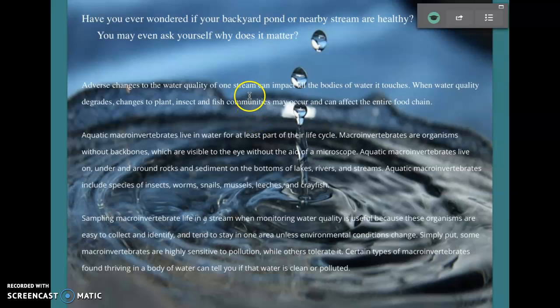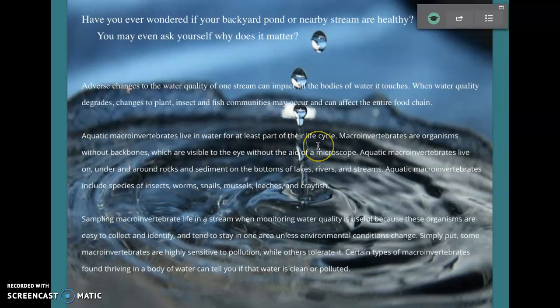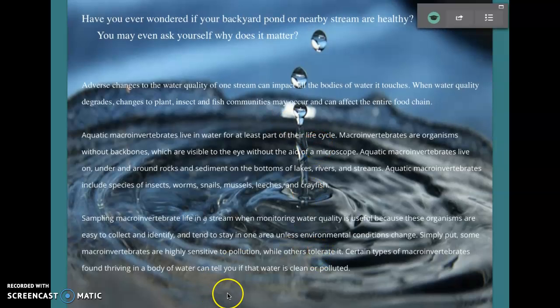Well, it matters because one stream can impact all bodies of water that it touches, and when water quality degrades, it can affect the entire food chain within the area. The easiest way to determine whether or not your pond is healthy is to catch and identify aquatic macroinvertebrates. Sampling them is easy to do, and they're easy to identify. Some of them are highly sensitive to pollution and others can tolerate it, so it's an easy way to determine whether or not your pond is healthy.